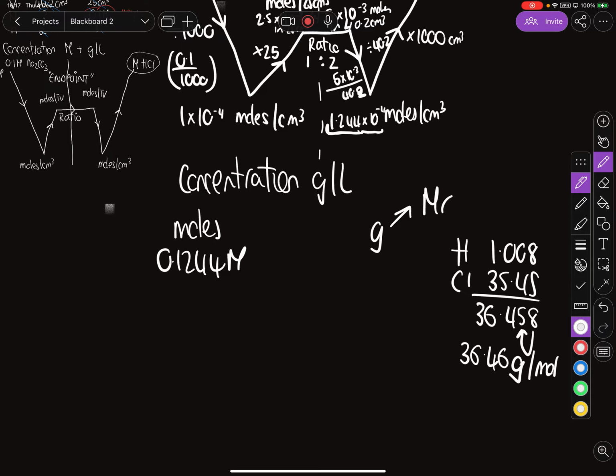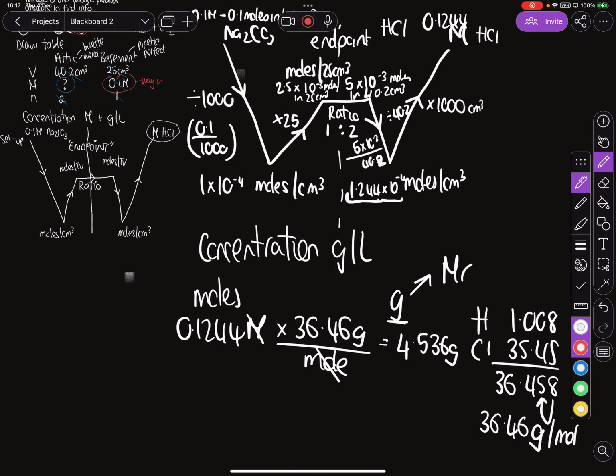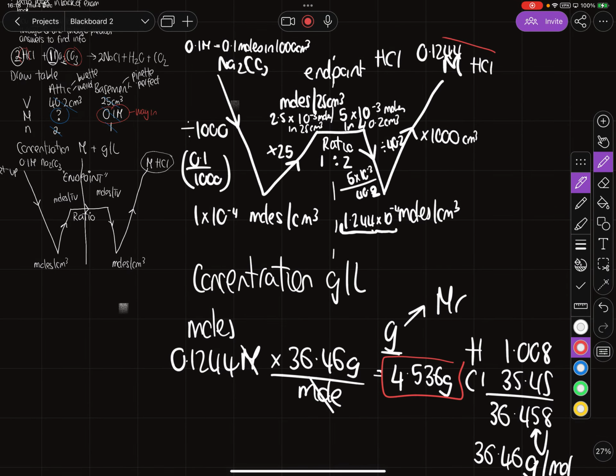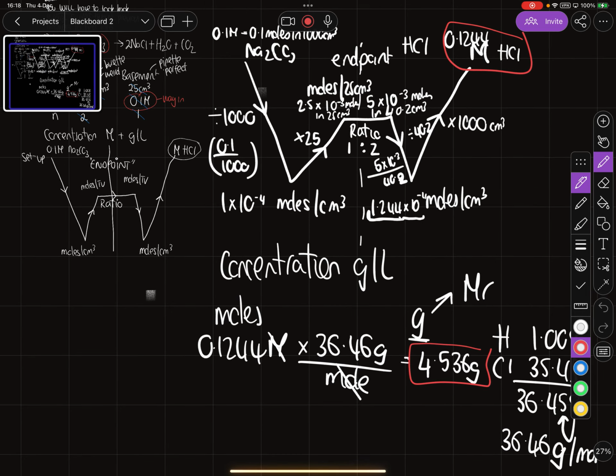To get rid of moles, and to make sure I end up with grams, my conversion factor is going to be flipped this way. Okay, so I've now gotten rid of the mole part of this. I put it into my calculator, and for 4 significant figures, it's going to give me 4.536 grams. So technically, in old Leaving Cert, this is a final answer, and this is a final answer, but we're not in old Leaving Cert.